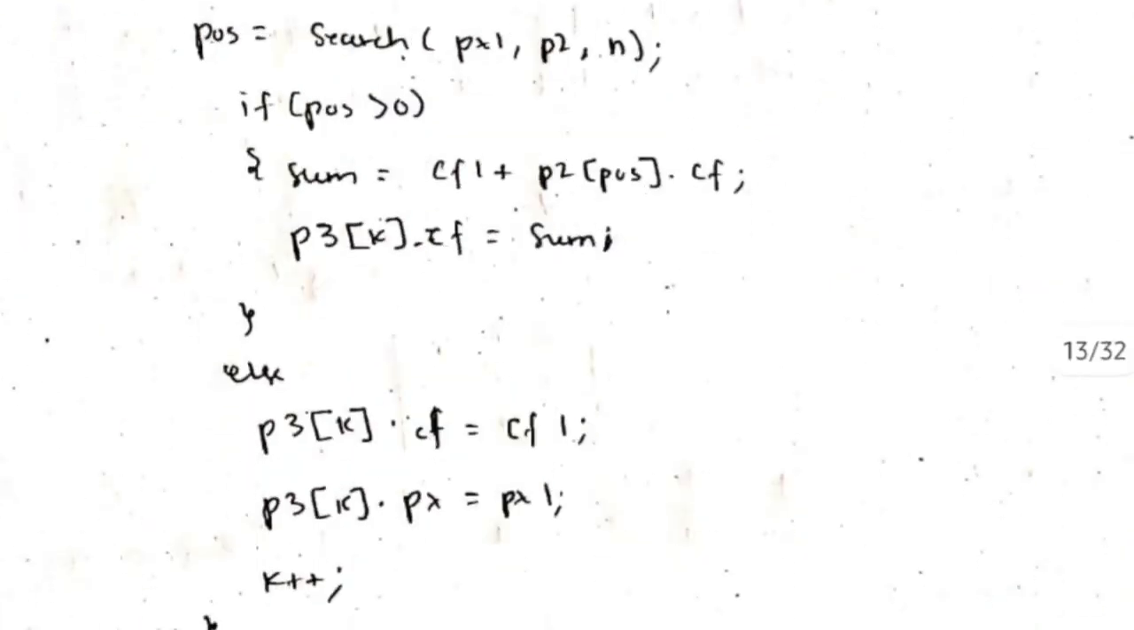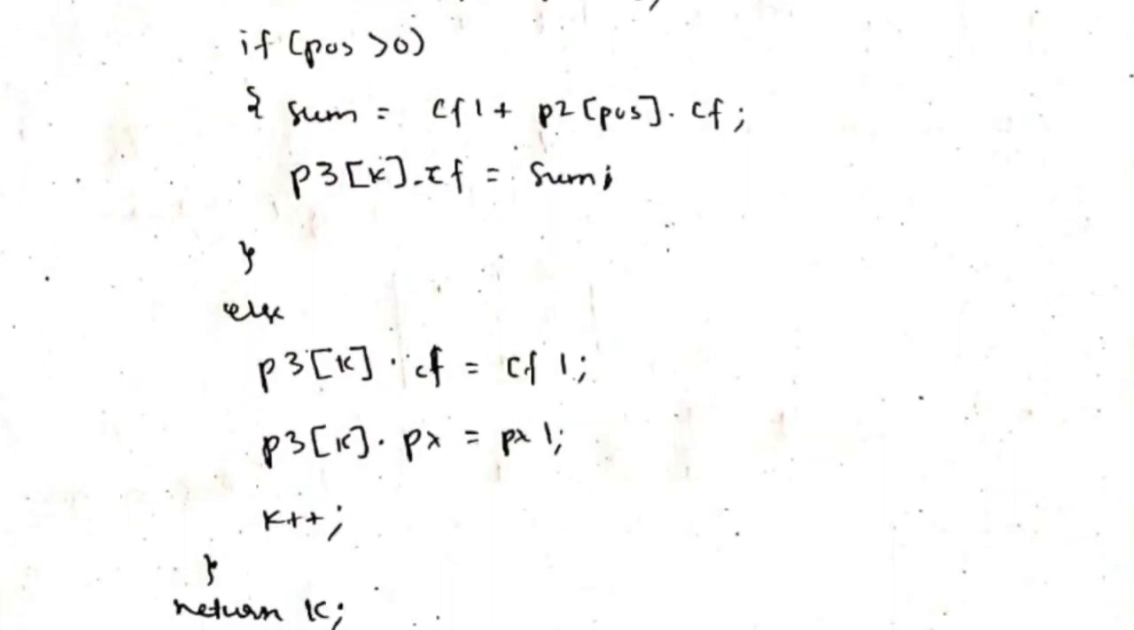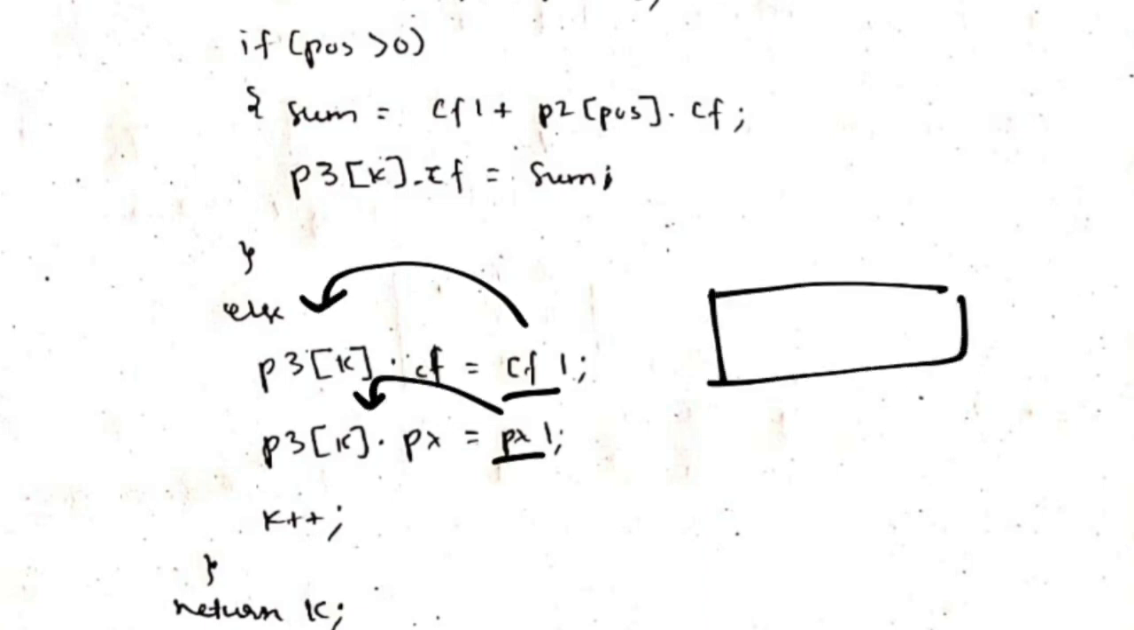Else, if the coefficient is not found, meaning the exponent value was not found in the other array, what we will do is CF1 is copied into P3, and Px1 is copied into Px. Meaning in the final array the coefficient value will be stored in the coefficient part, and the exponent value will be stored in the exponent part.